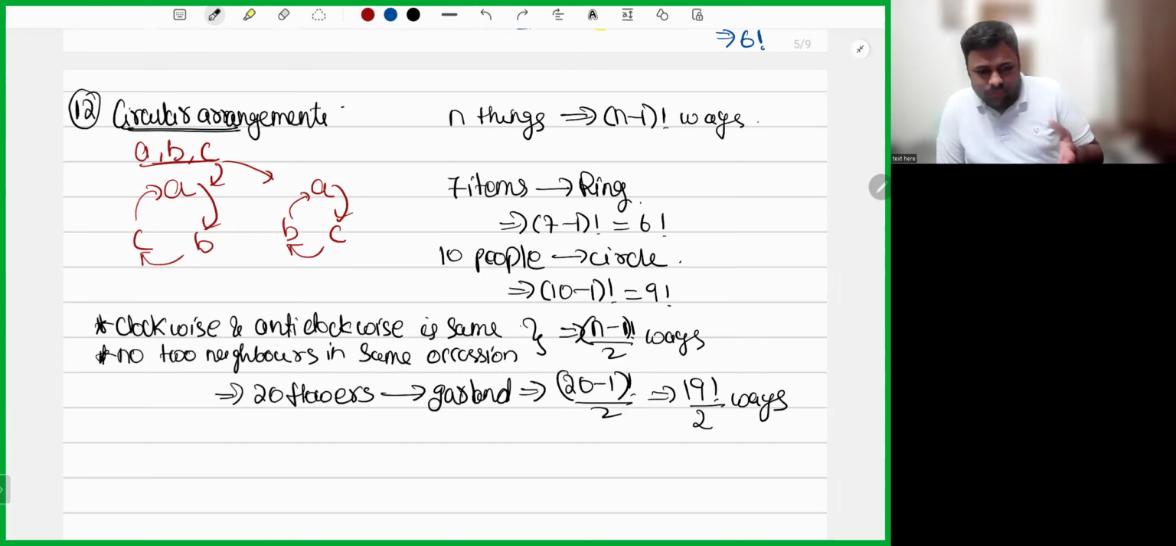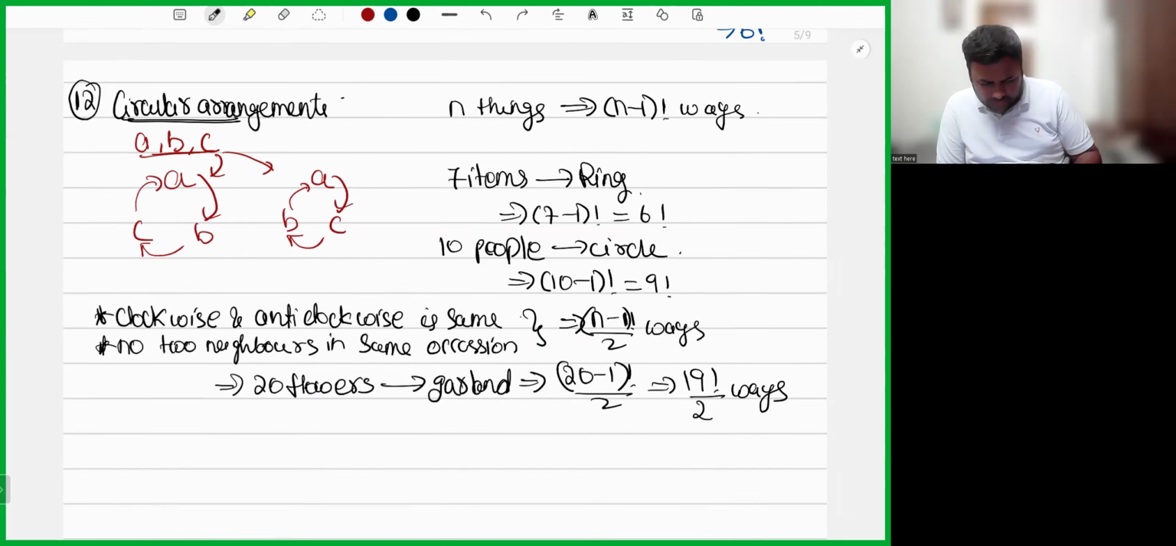Sometimes they'll ask you, what is the formula if no two things are together? Then you will use the same as for no two neighbors being the same. Like this, if they ask, the formula will be the same: (n minus 1) factorial by 2 ways.